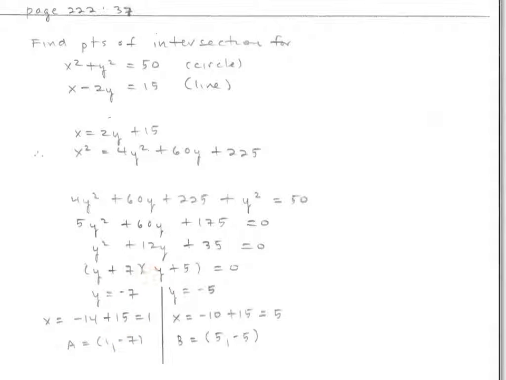Then I solved for y plus 5, got y equals -5, solved for x using the same equation I used before, this one, and I got x equals 5. Again, I put the 5 here, I put the -5 here, and I have point B. So here's the A they asked for, and here's the B they asked for.